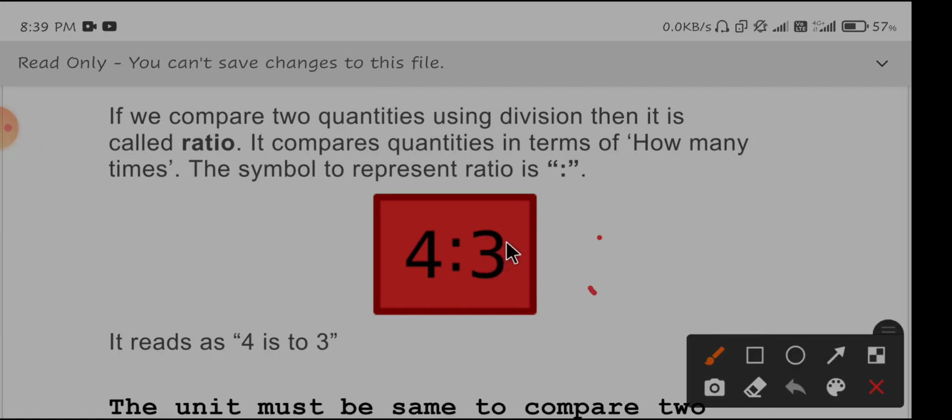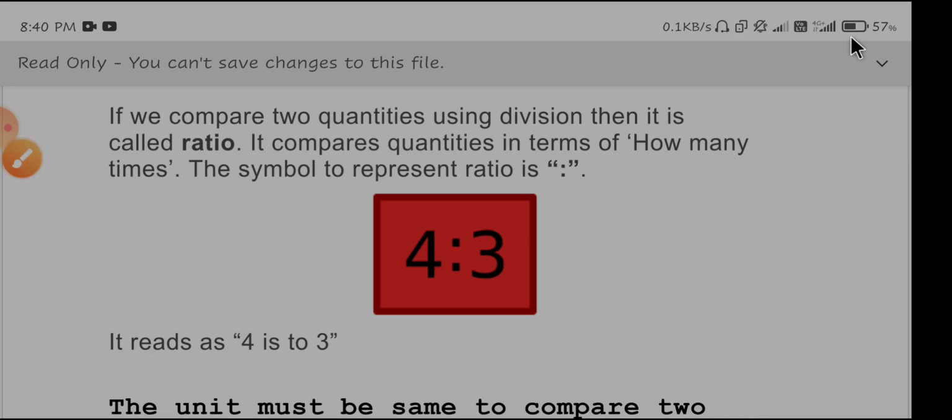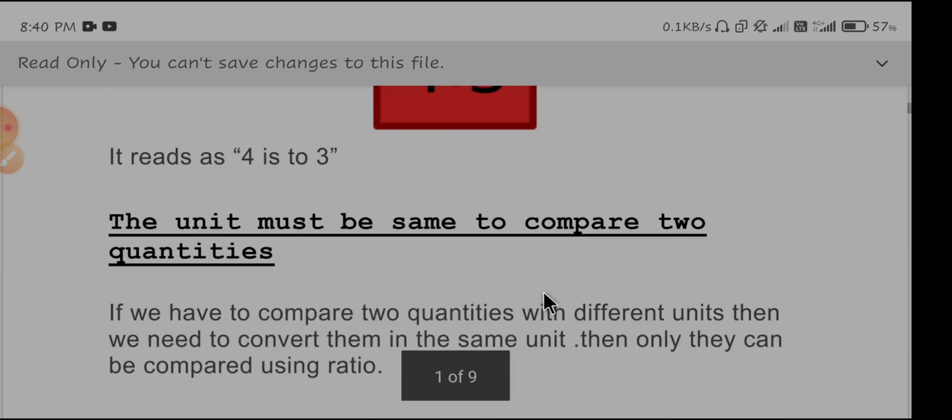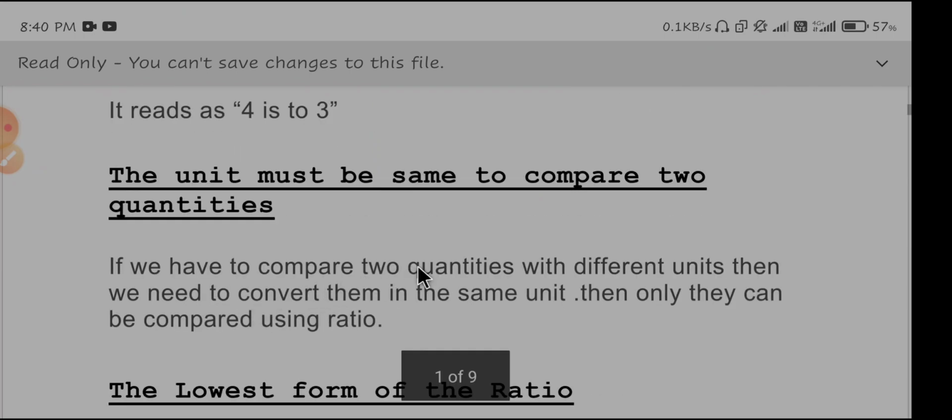This double dot means ratio. So we can say that it is 4:3. This is the way we can read it. Then the unit must be same to compare two quantities. Means if we want to compare two quantities with different units, then we need to convert them in the same unit. Then only they can be compared using ratio.